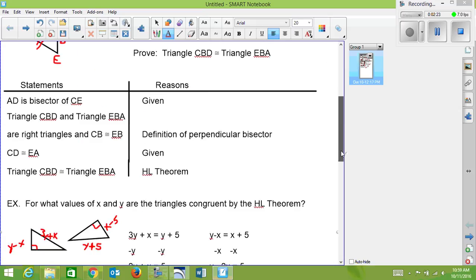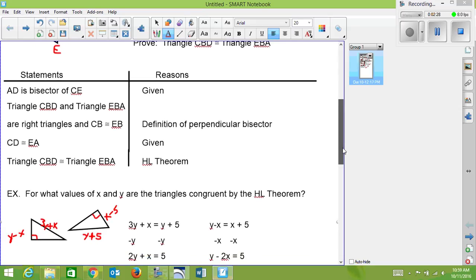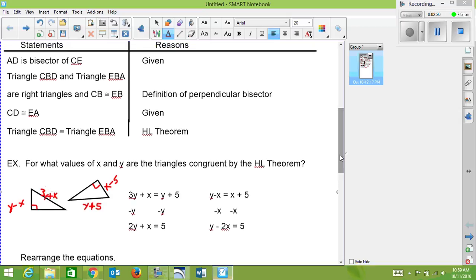So here, for what values of x and y are the triangles congruent by the HL theorem, the hypotenuse leg theorem? Here I have two congruent triangles. This one says y minus x, and this one says 3y plus x. This is y plus 5 and then x minus 5. That should be x plus 5, I believe. Let me add that in there.